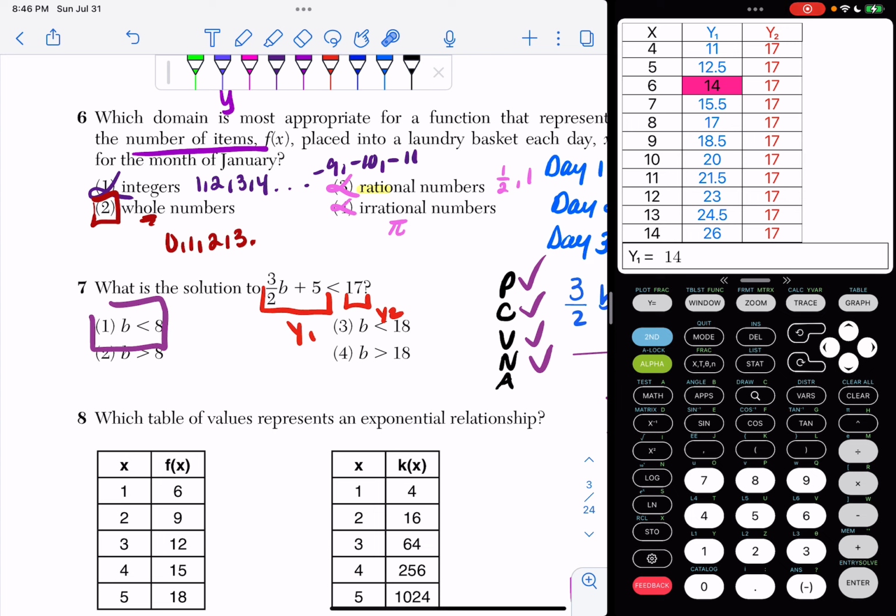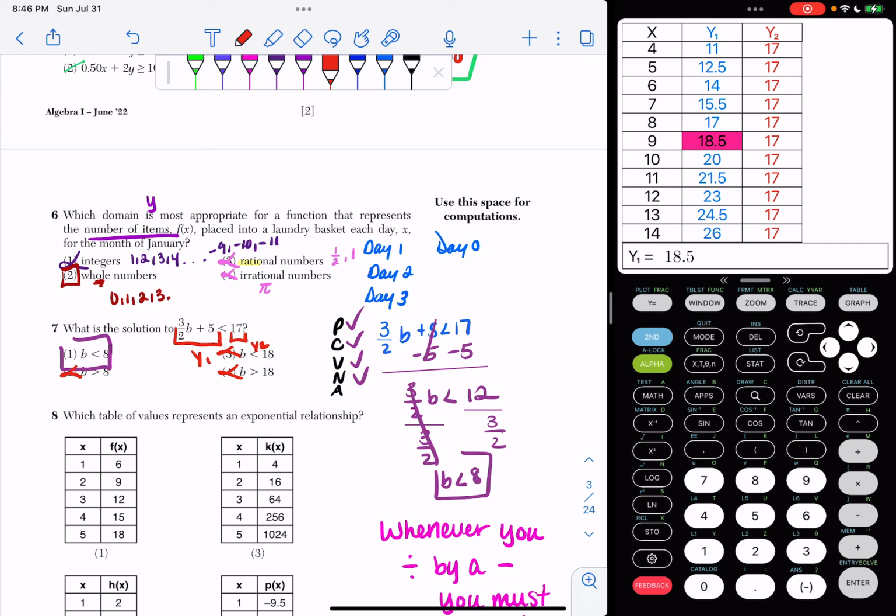Now, here's why it can't be choice number 2. If I plug in 9, I get 18.5, which is bigger than 17. So it can't be choice 2, can't be choice 3, and it can't be choice 4. That's how you do question number 7 for June 2022.